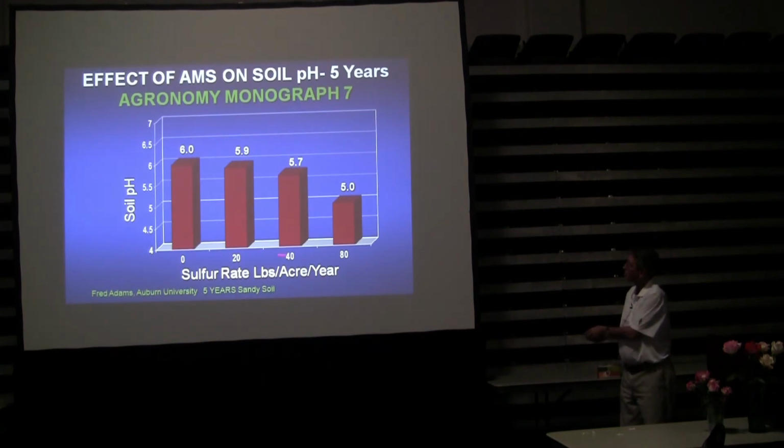Sulfur plays a role because it'll react with calcium and leach down. So nitrogen will do some of this, but nitrogen and sulfur together will drop the pH, especially on sandy soils.